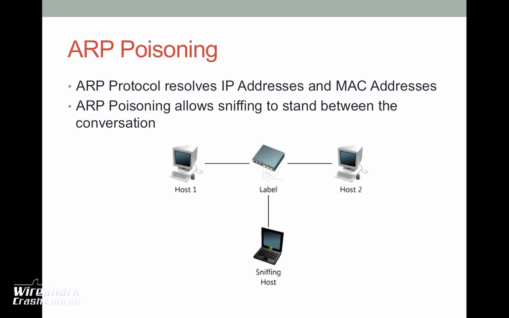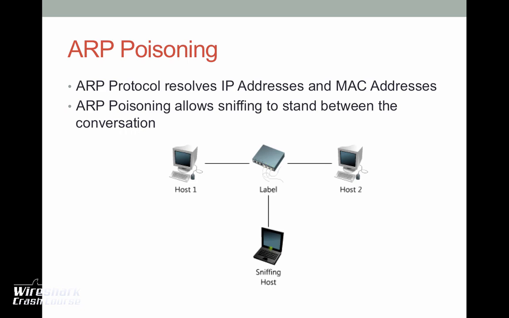In our example, host 1 had data to send to host 2. Host 1 has the IP address of host 2, but not the MAC address. So host 1 sends a broadcast to the entire network saying, "Who has this IP address? Tell me." Now host 2 responds saying, "I have that IP address, and here's my MAC address."